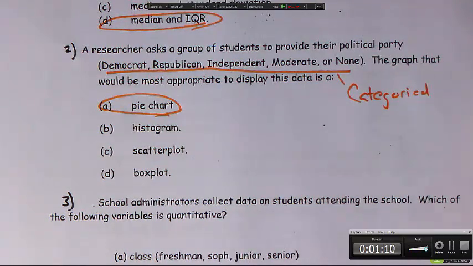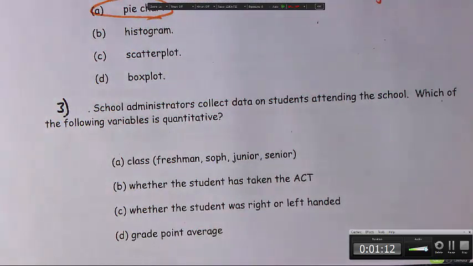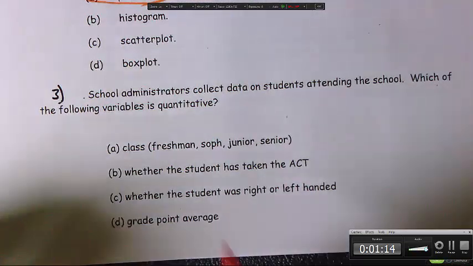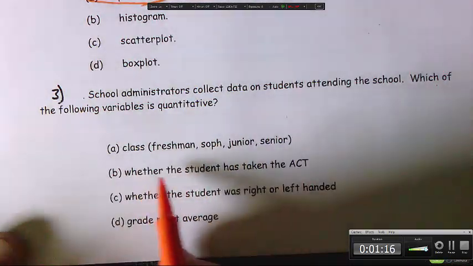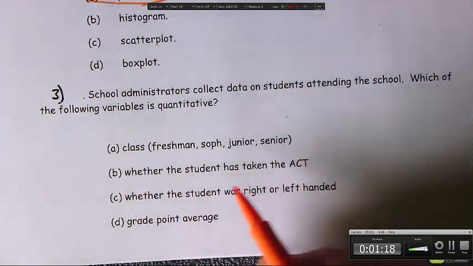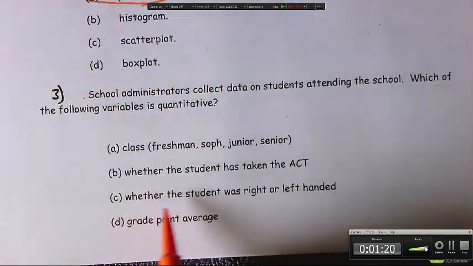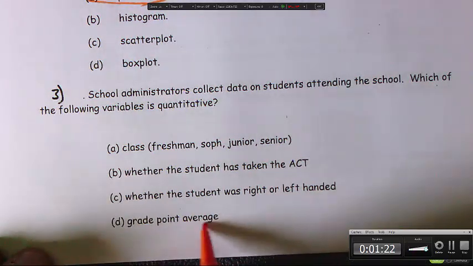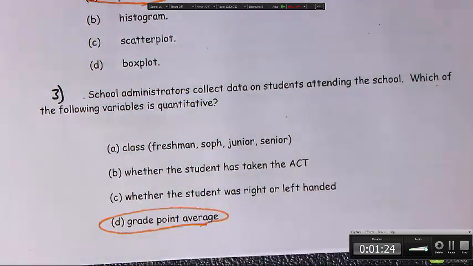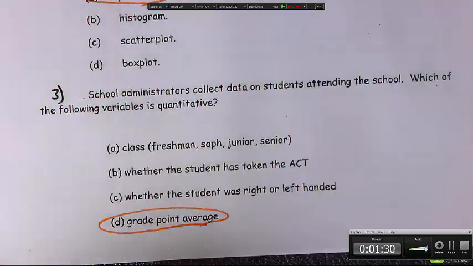Number 3, which of the following data is quantitative? Whether the student has taken the ACT, that's a yes or no, that's group ownership. Whether the student is right or left-handed, that's a group. GPA is a measure of quantitative data. It's a numerical data set. A 4.0 is better than a 3.9, so it holds a place value. That's the definition of quantitative data: numerical data that holds a place value.